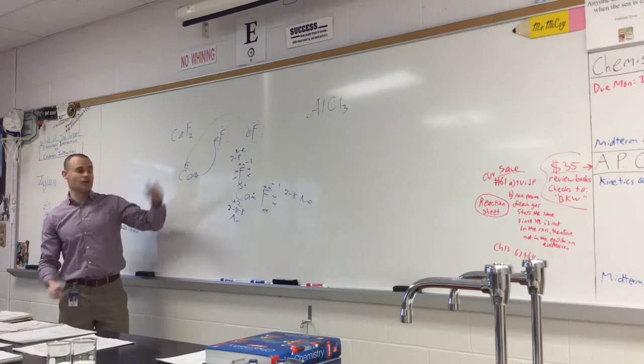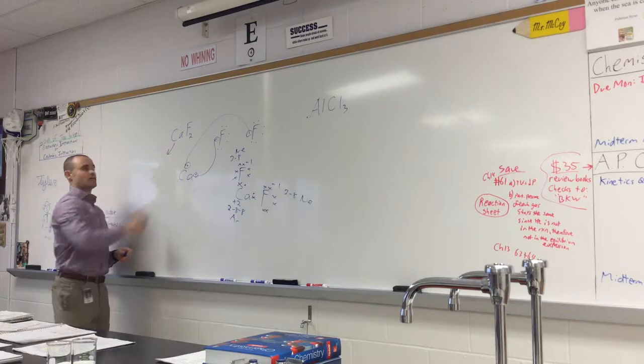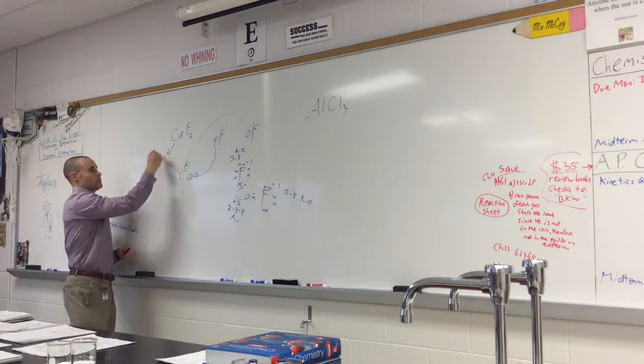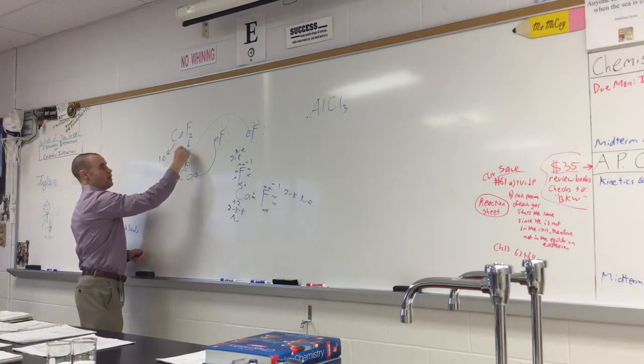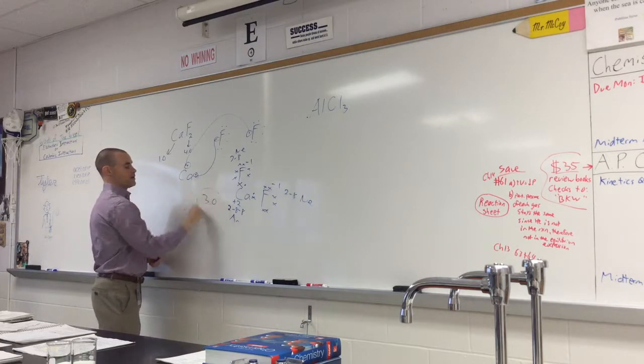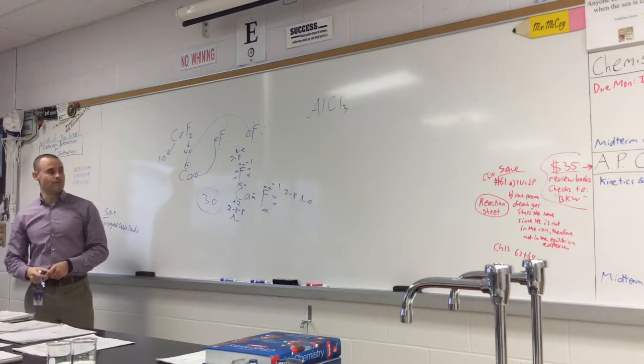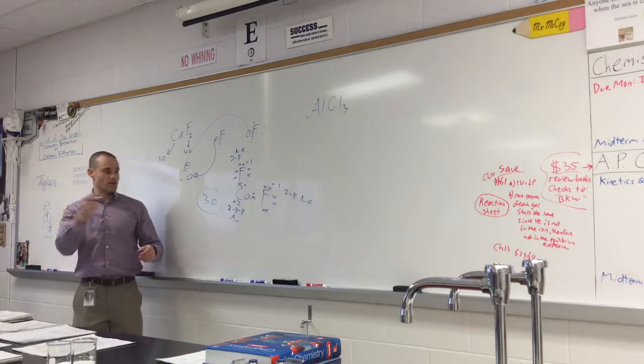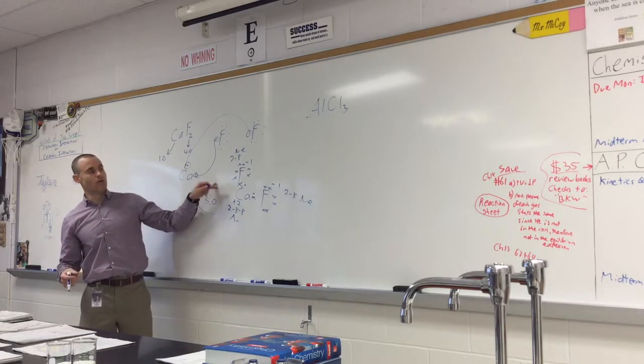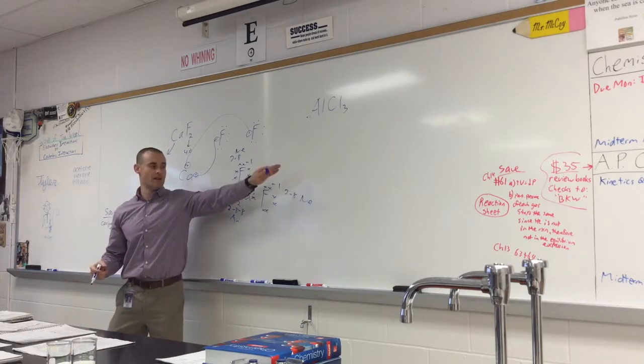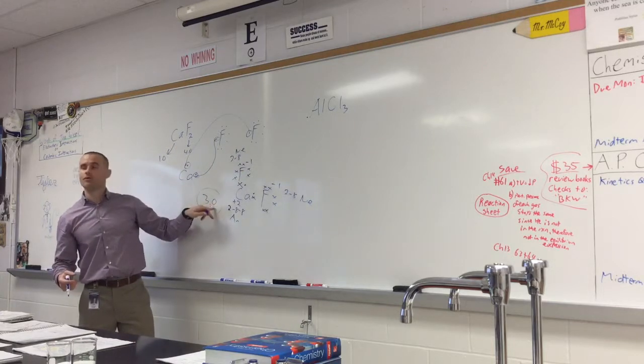Now we look up the electronegativity. What's calcium's electronegativity? 1. Fluorine is 4. So the difference is 3.0. And that's it. We're done. Now I am going to run out of time, so I'm just going to jump to the end real quick. So you would do the same thing for AlCl3. Again, I'm out of time. Let's do this real fast.